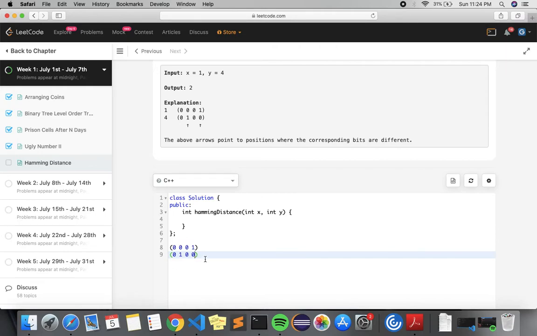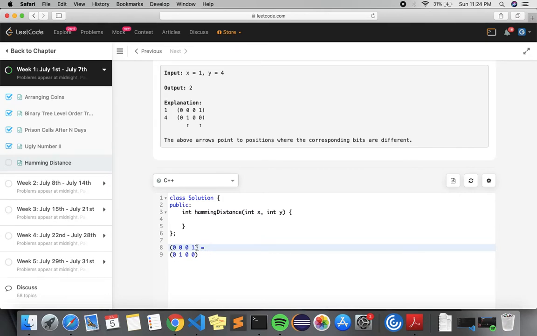Also, in every loop we have to right shift the whole number, because we have to see every bit of this number. In this way we can do this.